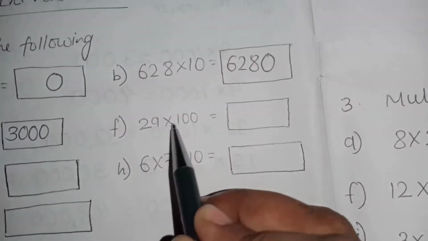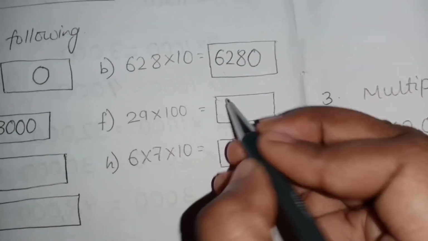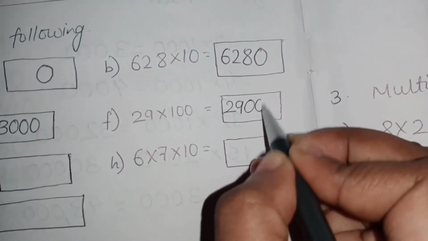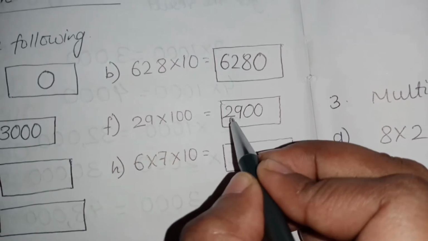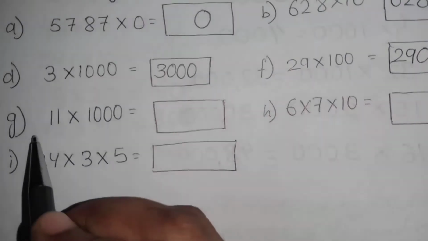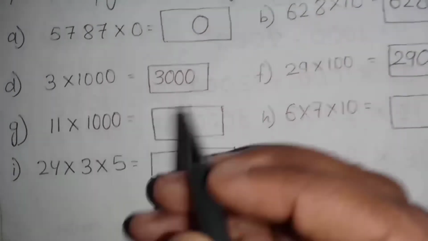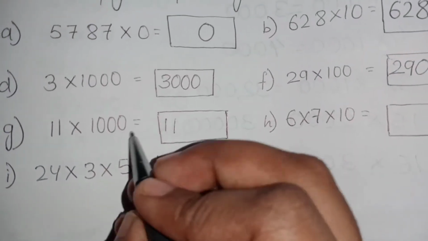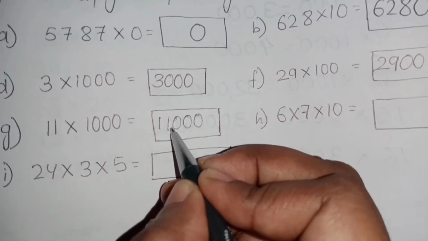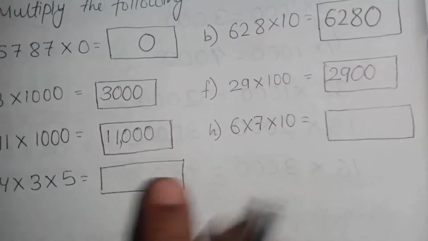Now number F, 29 into 100. So what you have to do? 29 into 1. So 29 into 1 is how much? 29. And now what we will do? We will add these two zeros. So 29 into 100 is how much? 2900. Okay. Now 11 into 1000. So 11 ones are 11. Okay, and add these three zeros, 1, 2, 3. Okay, so we got the answer 11,000.